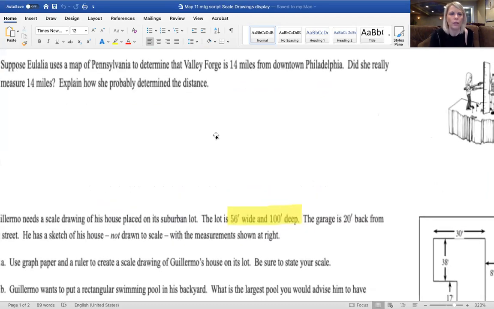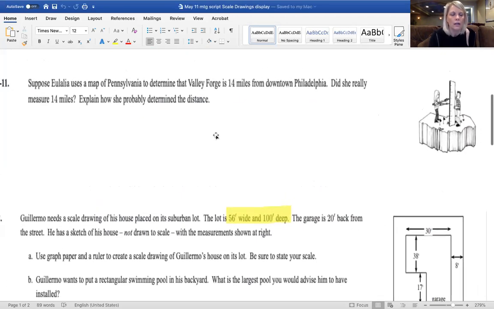So looking at 4-11, it says, okay, I'm going to do my best with the name. Suppose Eulalia uses a map of Pennsylvania to determine that Valley Forge is 14 miles from downtown Philadelphia. Did she really measure 14 miles? Explain how she determined that distance. So how do you think someone estimates without using MapQuest, without using an app in their phone?